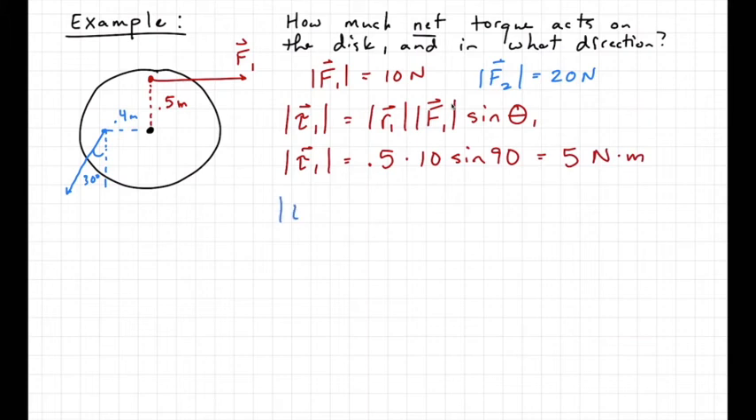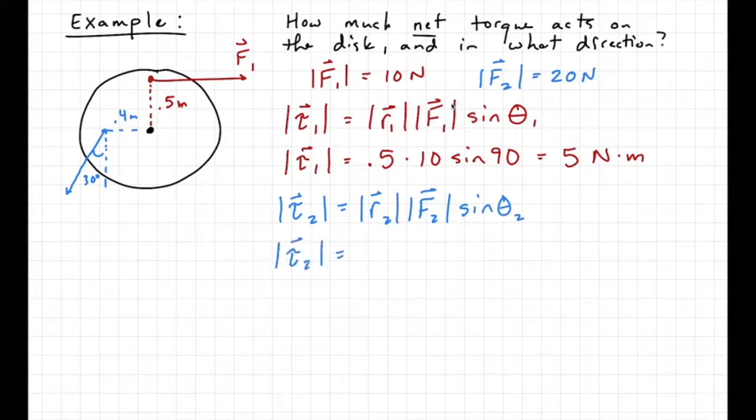For the second torque, same thing. So magnitude of R2, magnitude F2, and then sine of the angle between them as well. Well, in this case, 0.4 meters is the magnitude of R2. The magnitude of the force is 20 newtons. And then the sine of the angle between them. So what angle should we use?